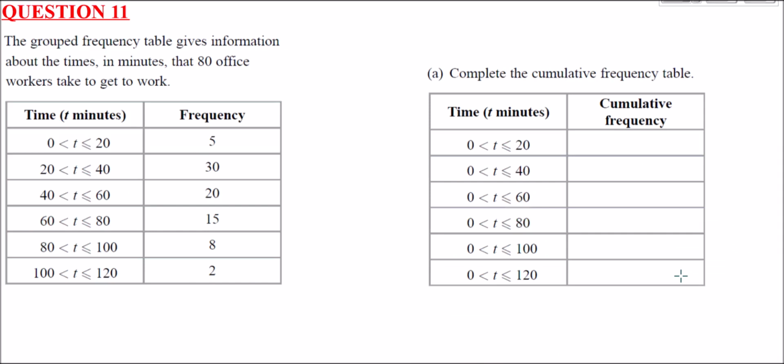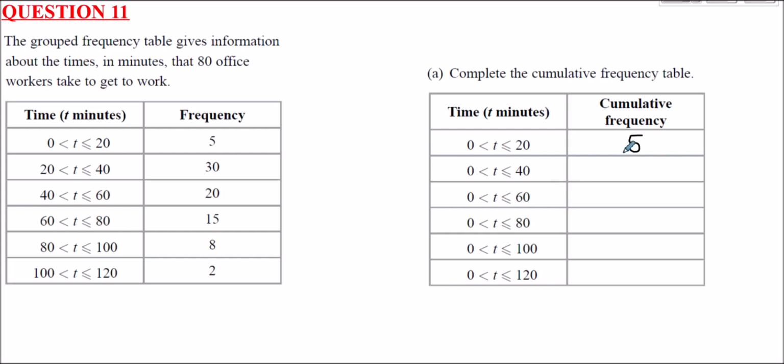Question 11. This is a cumulative frequency question. So question 11, it says a group frequency table gives information about the times in minutes that 80 office workers take to get to work. Part A, very simply, we need to put this into a cumulative frequency table. Cumulative frequency just means we add up the frequencies as we go along. So the first number is just simply 5. The first number is always the same as the first number in the normal table. Next, the second row is going to be the sum of the first two rows.